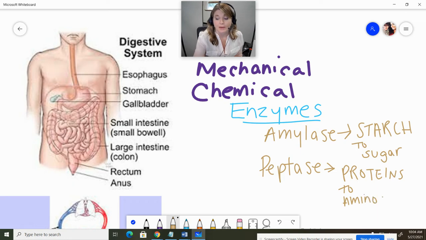As you recall, amino acids are the building blocks of proteins. So that's just two of the digestive enzymes that we have as part of our chemical digestion process in the digestive system. So when you chew, start mechanically digesting, your saliva contains amylase. It starts the chemical digestion process right in your mouth.